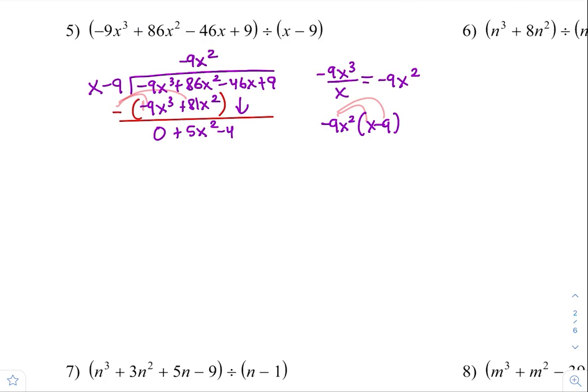Drop it down. And then start it back up. What's the highest degree in the division symbol? That's 5x squared. Divide that by the highest degree on the outside polynomial, which is x. 5x squared over x is 5x.